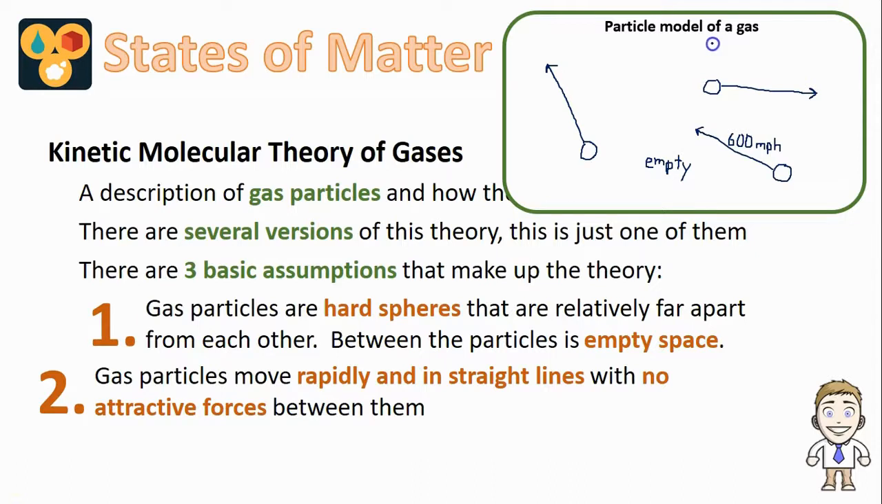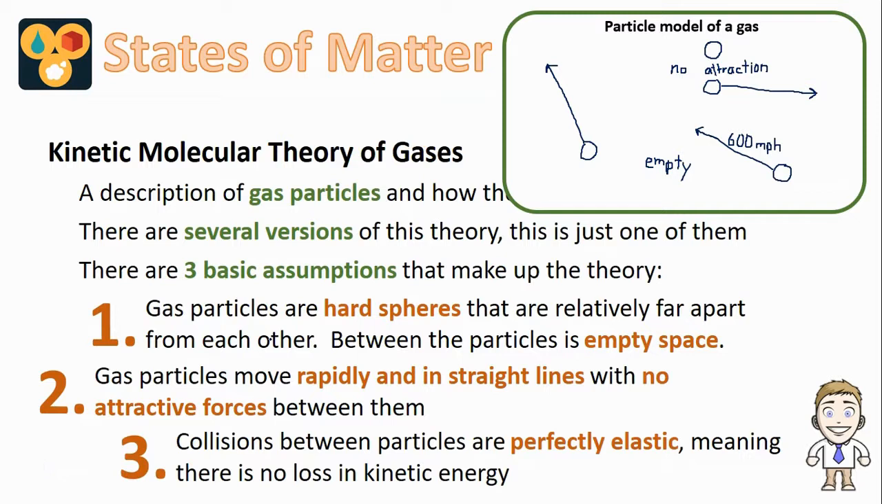Let's also add in a fourth particle right next to this one up top. In between these two particles, we're going to label the other component of this assumption that says there are no attractive forces between the particles. This means that anytime two particles get near each other like these two are drawn, there will be no attractive forces between them. And finally, the third assumption of the theory says that collisions between the particles are perfectly elastic.